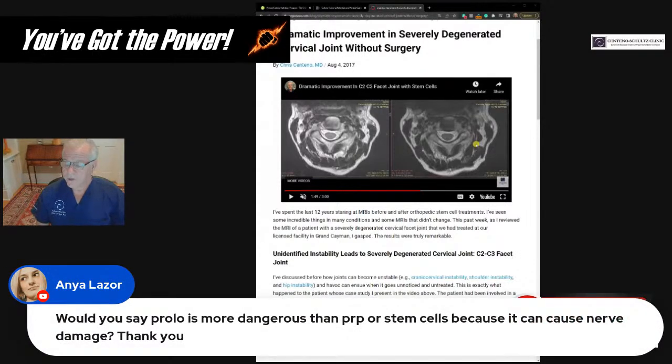Anya would say Prolo is more dangerous than PRP or stem cells because it can cause nerve damage. You definitely need to be more careful with it, for sure. You need to make sure you're not getting it around things like spinal nerves. So it's definitely something that you'd have to have a lower risk tolerance with in those types of scenarios.